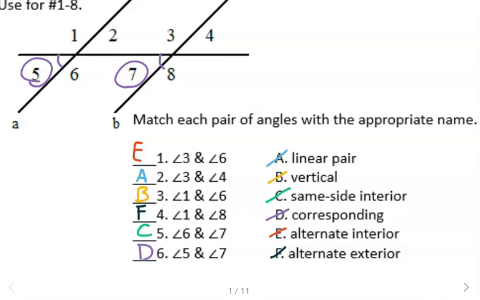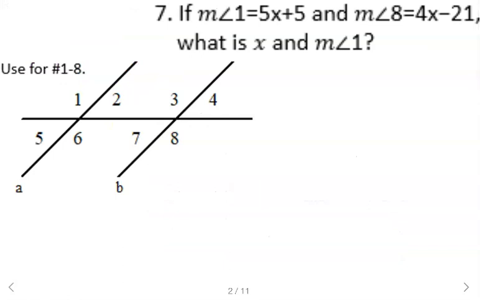I'm going to use the same diagram for number 7. Angle 1 and angle 8, those are alternate exterior angles, and those are congruent. So their measures are equal. So we can write 5x plus 5 equals 4x minus 21, because they're alternate exterior angles.